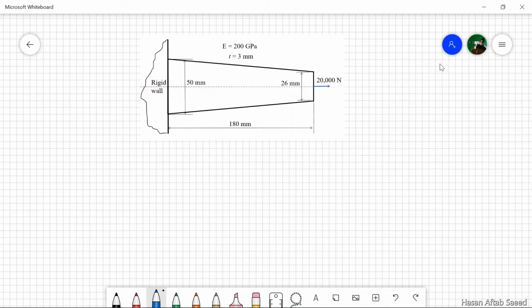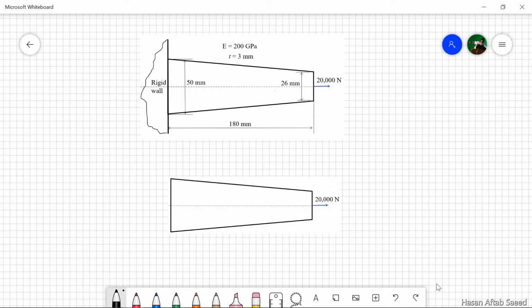So this is our problem. A plate of 3 millimeter thickness. The width of the plate is variable. It's a linear variation, and we are supposed to solve this for stresses. Since we don't have a tapered bar element, we only have the element with a constant cross section. Let's divide this into 3 equal parts, 3 equal lengths.